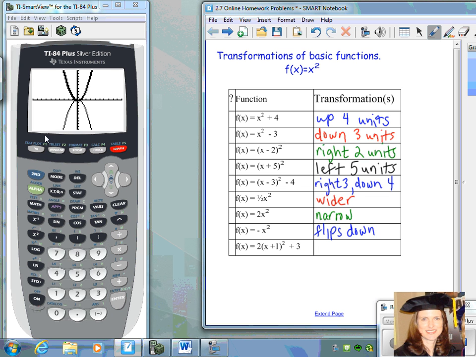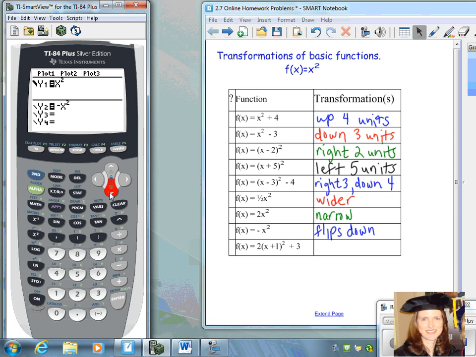Now in the last example here, we want to look at our basic function and see what kind of transformations result when you have a 2 out in front and you have a +1 in the parentheses squared and a +3 on the outside. This one's going to have 3 different transformations. That 2 out in front is going to affect the shape of the graph. The +1 is going to affect the graph, and the +3 is also going to affect the graph. Let's take a look at what happens when we compare this new equation with the original.